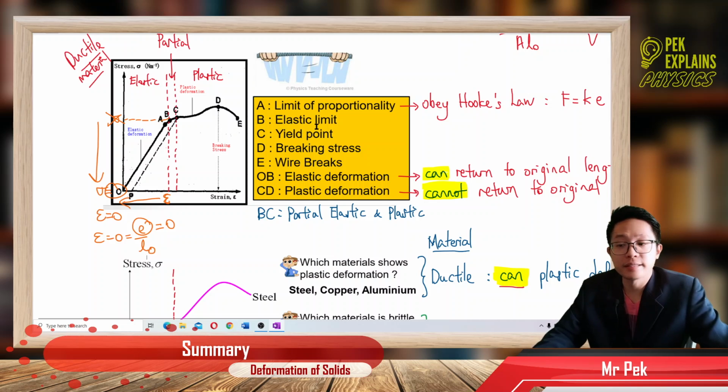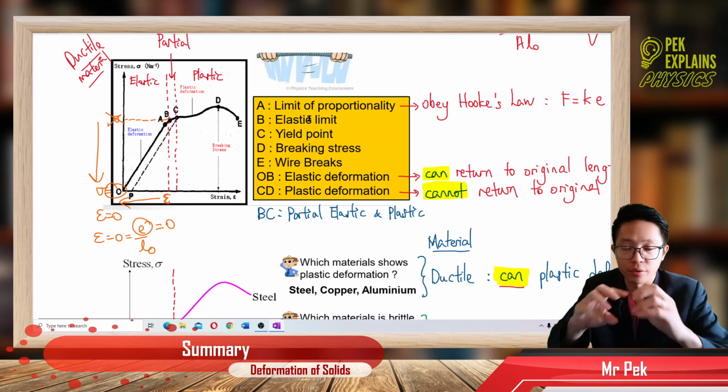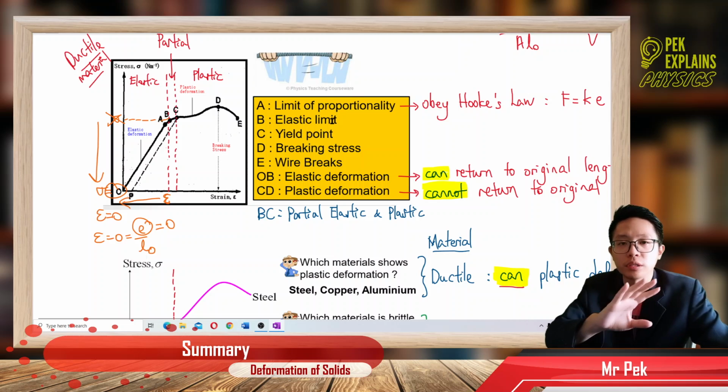So elastic limit is the maximum point where you can elongate. When you release the stress or release the force, it will totally go back to original length. Okay? Elastic deformation only allows until the elastic limit.